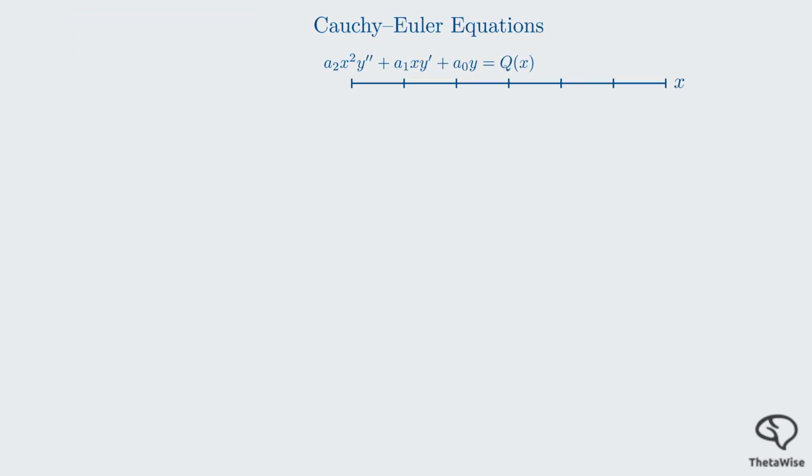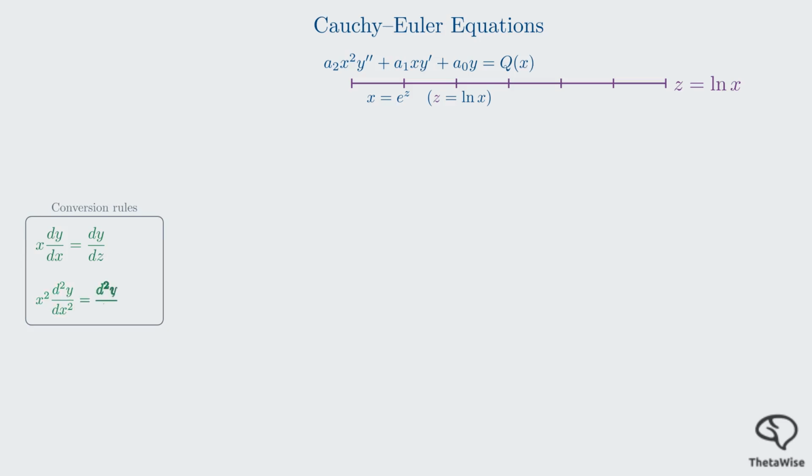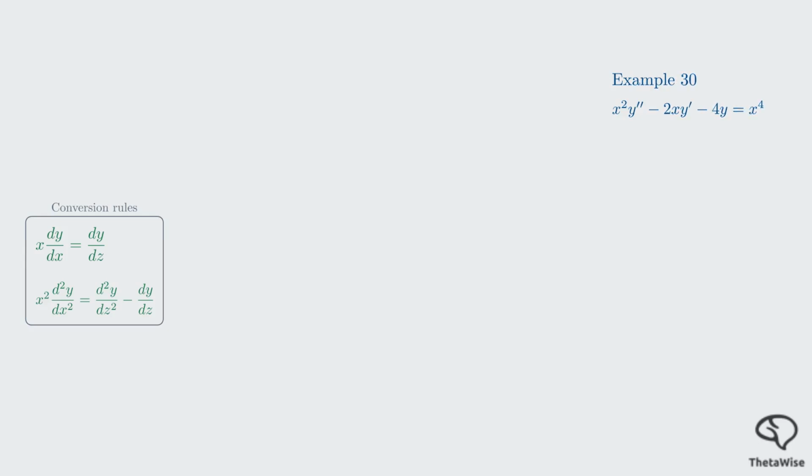Cauchy-Euler equations have powers of x multiplying derivatives. For example, a2 x squared y double prime plus a1 x y prime plus a0 y equals q of x. The substitution in the notes is x equals e to the z, or z equals natural log of x. Since 1 over x equals dz by dx, we obtain x dy by dx equals dy by dz. A second differentiation gives x squared d squared y by dx squared equals d squared y by dz squared minus dy by dz. The equation therefore becomes a constant coefficient second-order equation in z: a2 d squared y by dz squared plus (a1 minus a2) dy by dz plus a0 y equals q of z.